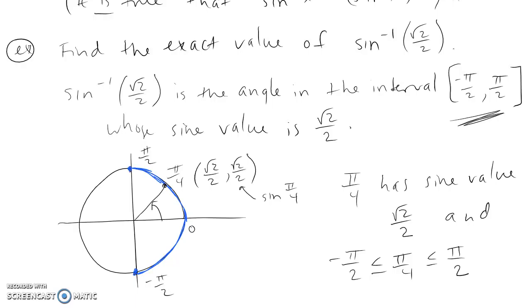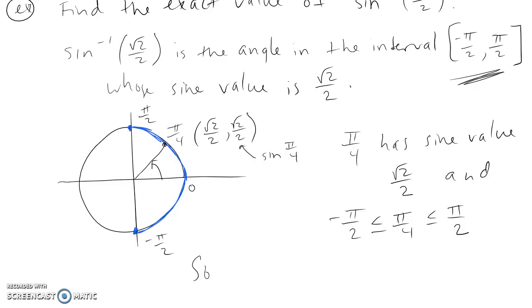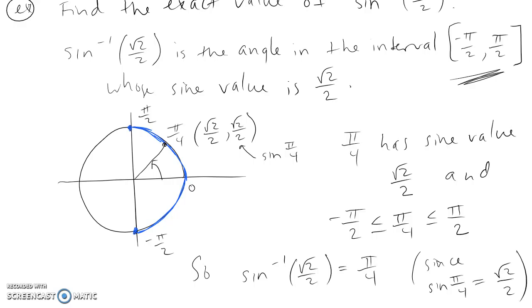There are lots and lots of other angles in the world that have sine value square root of 2 over 2, because there's an infinite number of angles that are coterminal with pi over 4. But we only want the one that's in between negative pi over 2 and pi over 2. So to answer our question, sine inverse of square root of 2 over 2 is equal to pi over 4, because pi over 4 is the angle in that interval from negative pi over 2 to pi over 2 that, if we plugged it into sine, would give us the square root of 2 over 2.